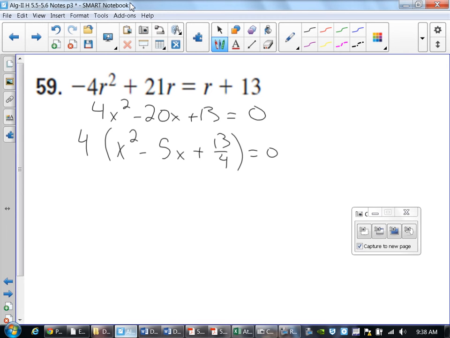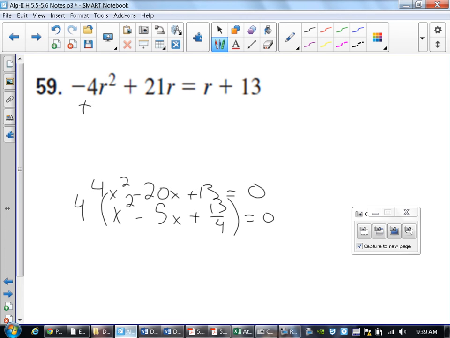How'd you get from the first, the regular equation, to the second? I moved everything to the right. I added 4x squared to here, and I subtracted 21x. And I just put 0 on the other side. That's all I did. I just did it all in one step.